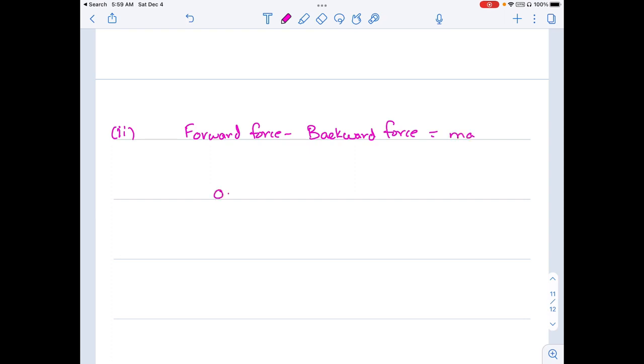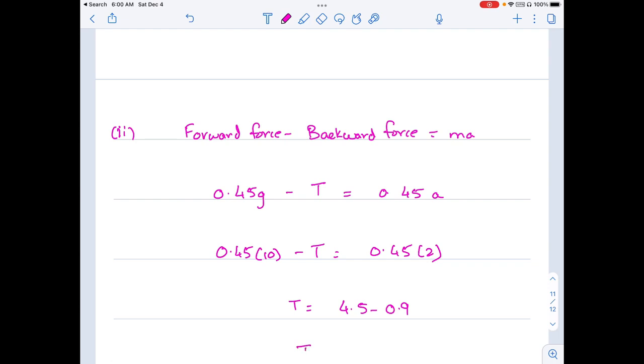Forward force is its weight 0.45 g minus the backward force, the tension, is equal to 0.45 a. Just now we got the value of a as 2, and g value is 10, we know that. So 0.45 g minus tension is equal to 0.45 times 2. From that, the tension value is 4.5 minus 0.9, which is 3.6 newtons. That is the value of the tension.